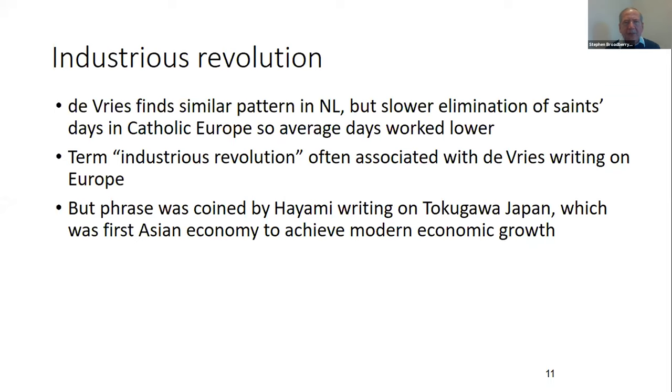I mentioned Jan de Vries there, and in Europe at least, the idea of an industrious revolution is associated with Jan de Vries. However, we should say that the idea was originated by Hayami writing on Tokugawa Japan. And I think that's interesting because we're trying to explain the transition to modern economic growth in Northwest Europe, yes, but we also want to have in mind in the Great Divergence debate that Japan is the first economy in Asia to achieve modern economic growth. And we need to look out for signs of similar developments occurring in Japan.